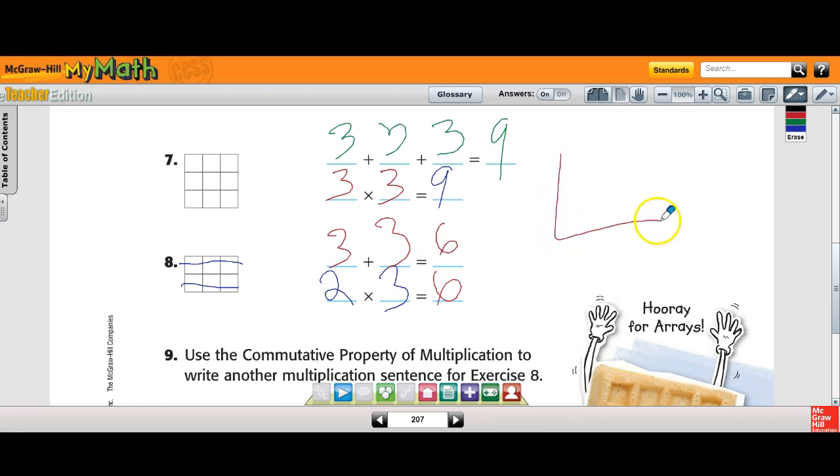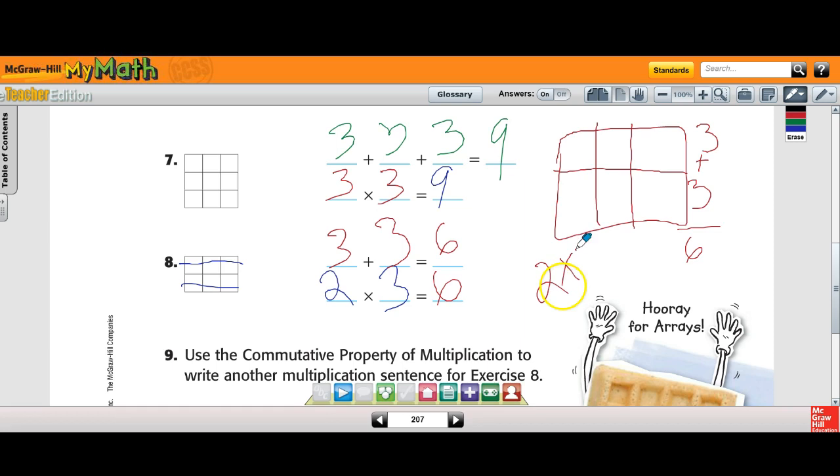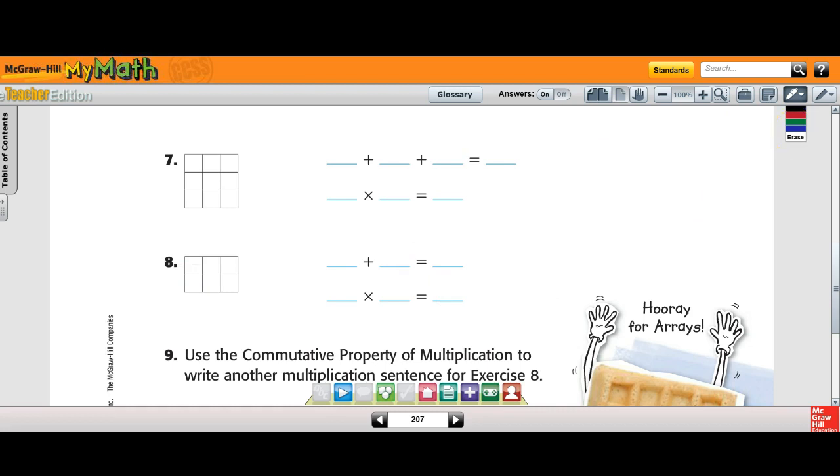And when I have an array like that, the first 3 is the first column, the second 3 is the second column. And I have 3 of them, so 3 plus 3 would be 6. Or 2 rows with 3 each, 2 times 3, which is also 6. Okay? Excellent.